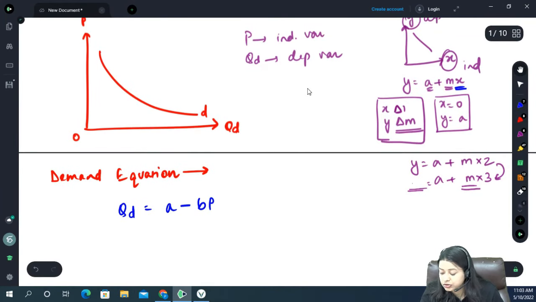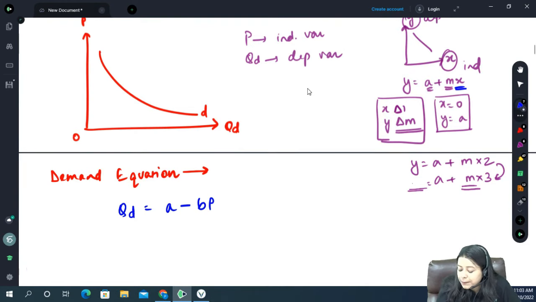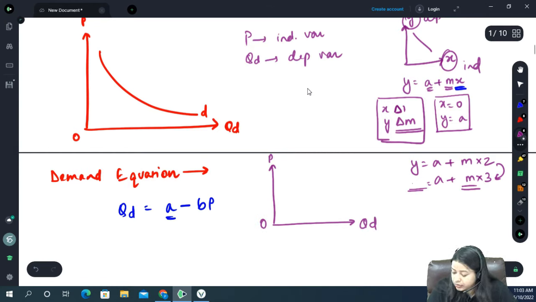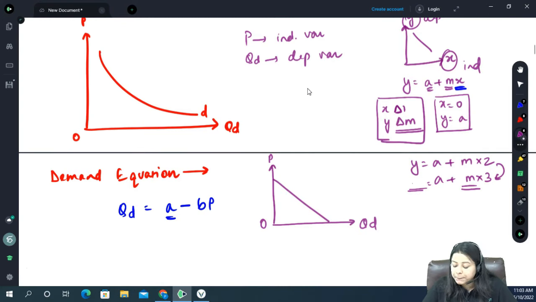Now let us understand this demand equation first. Here we have A as the intercept, meaning that if your price is set at 0, your quantity demanded will be A. If it's a linear curve, it might look something like this. Let me construct price and quantity demanded. It will look something like this, right? And if price is set as 0, your quantity demanded will be A. This point is A. And if your price changes by 1 unit, how much will be the change in your quantity demanded? B.